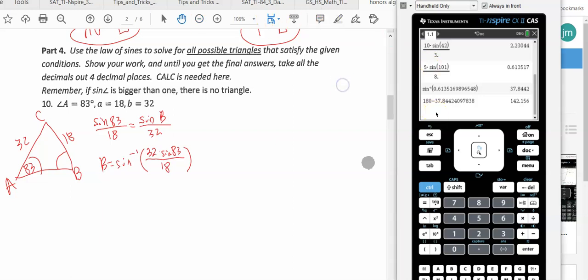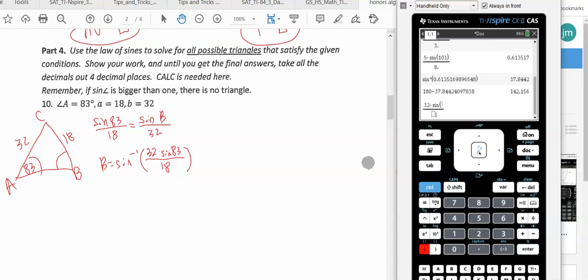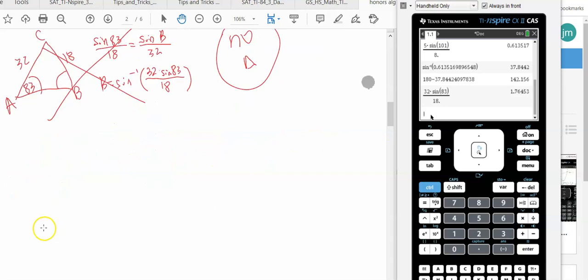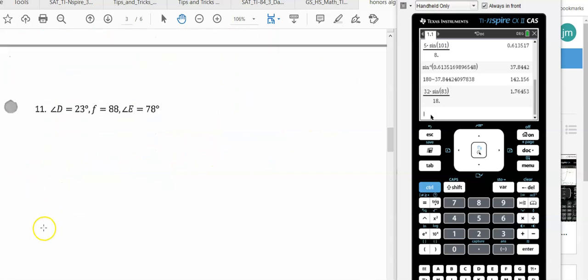Let's try that. So first let's do the fraction, and then we'll do the inverse sine if we need to. 32 times sine of 83 all over 18. That's bigger than 1. So there's no triangle. Wow, that was easy. I was expecting a two-solution problem, so it's nice when that kind of happens there.